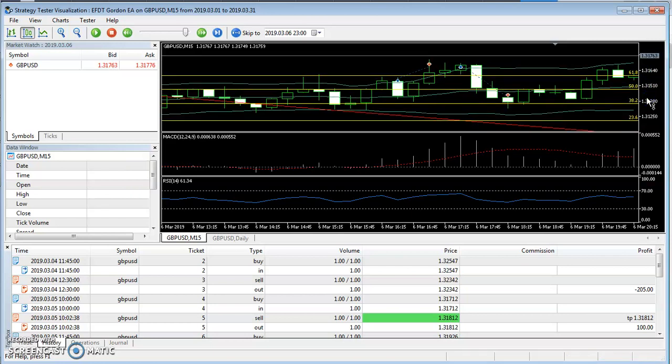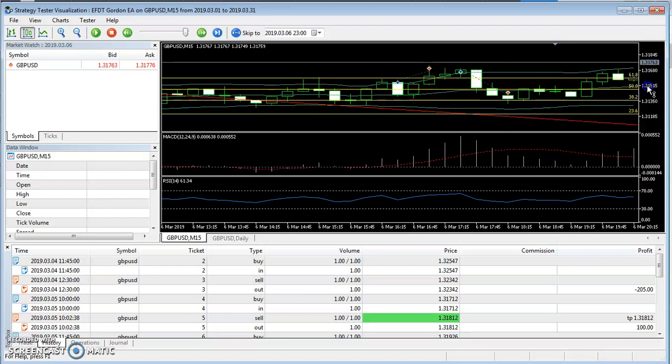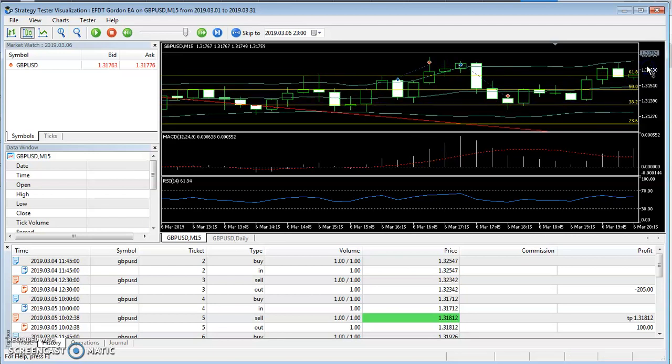So those were a couple examples of how our expert advisor works and opens trades in the Forex market. Here we specifically use the GBP USD currency pair, and that's pretty much it.